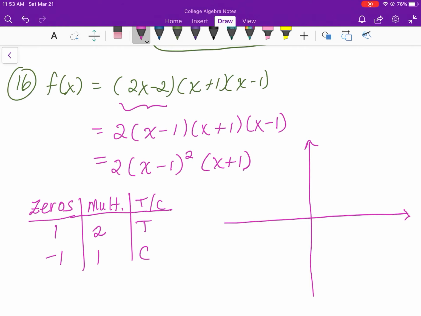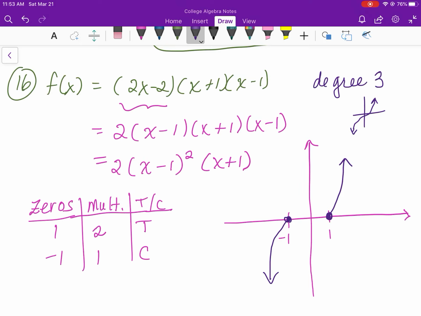Okay, I'm going to go ahead and graph my zeros. All right, this is degree 3. My 2 is positive in front, so that means my end behavior is going to be something like this. So I'm going to go ahead and draw in my ends. Okay, let's see here. What else do I know?